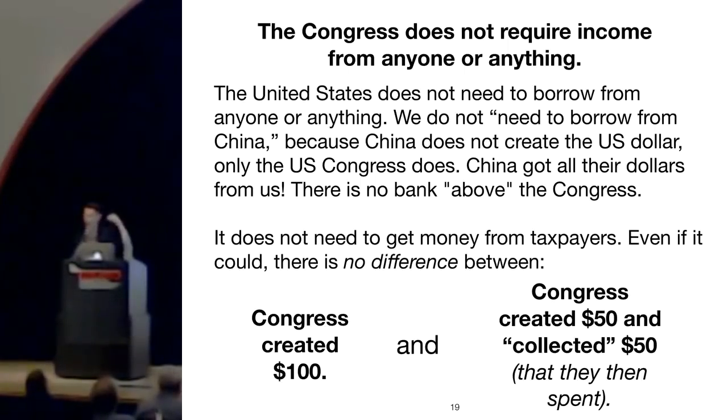And again, there is no bank above the Congress. The federal government also does not need to get money from taxpayers because we don't create the currency. Taxpayers don't create the currency. We have to get it from the government. But even just hypothetically, even if we could get it from taxpayers or from China, there is no difference between saying Congress created $100 and spent it into the economy, or Congress created $50 and spent it into the economy, and then somehow collected income of $50 and then spent that also into the economy. There is no difference. There's no benefit in collecting anything. They can just create it.